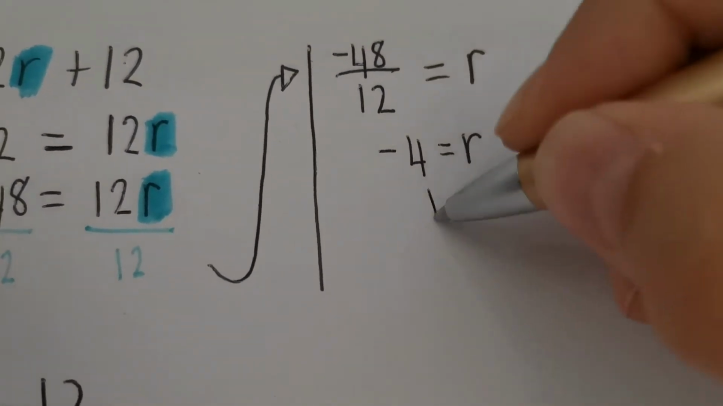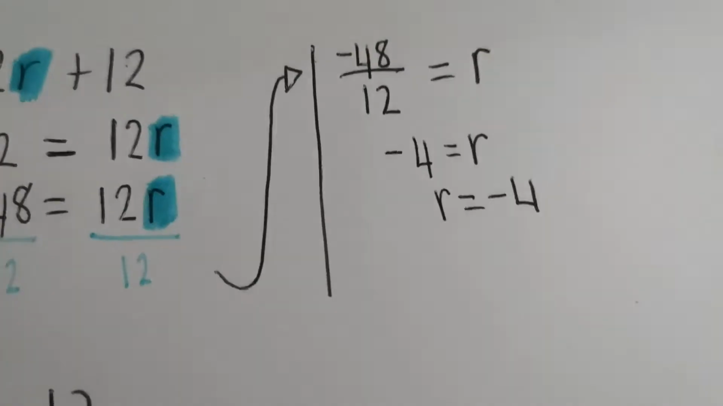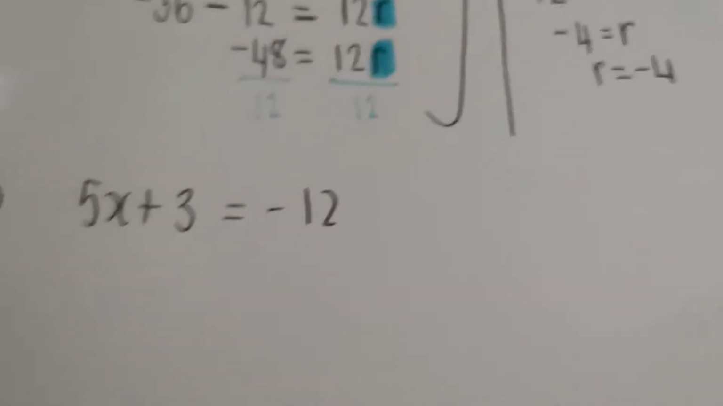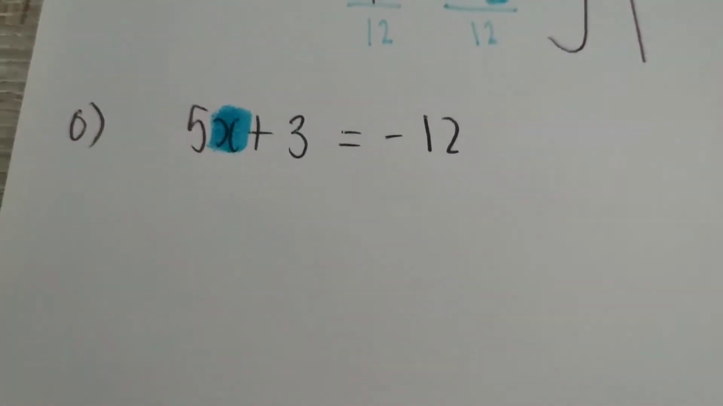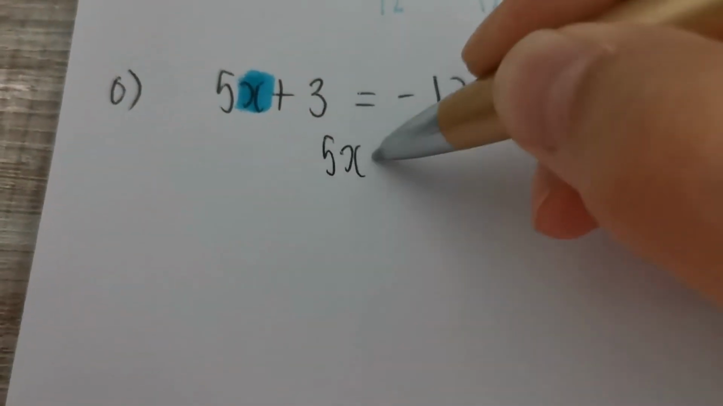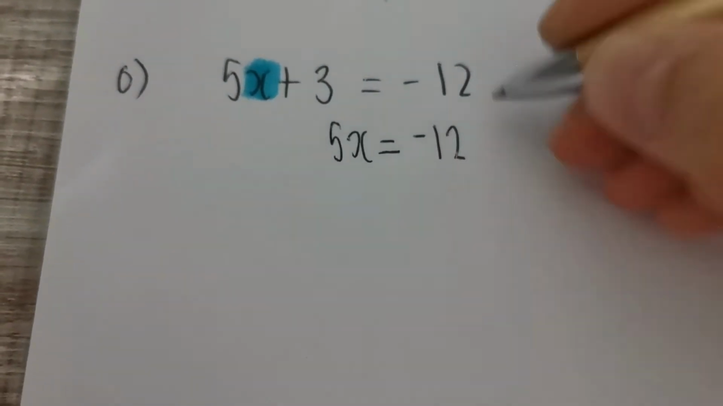Right, negative 48 divided by positive 12 gives me negative 4. And you can write your answer like this, or if you want you can switch it around to look like this. It means exactly the same thing. Okay.